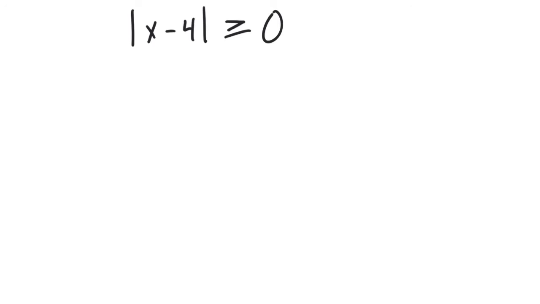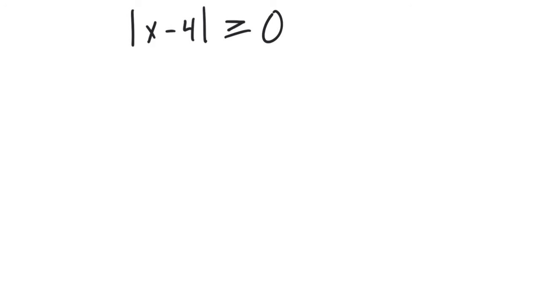So we need to talk about absolute value with inequalities. With this example, we've got the absolute value of x minus 4, and it says it's greater than or equal to 0. Well, that should be a really easy problem, and you're going to see that anytime you have the absolute value of something that says greater than or equal to 0, the answer is going to be all real numbers.